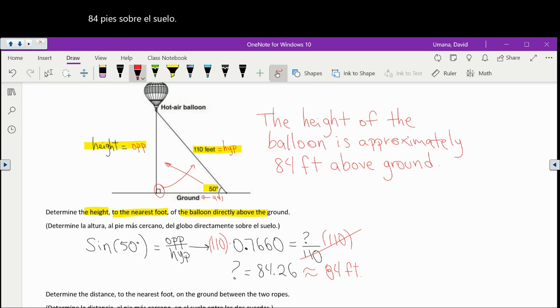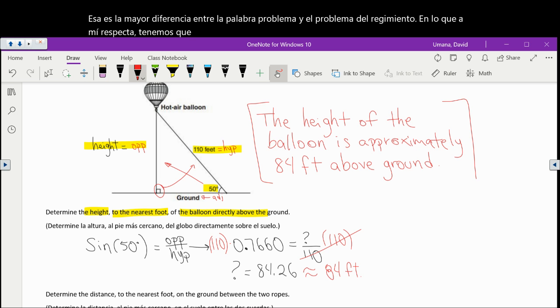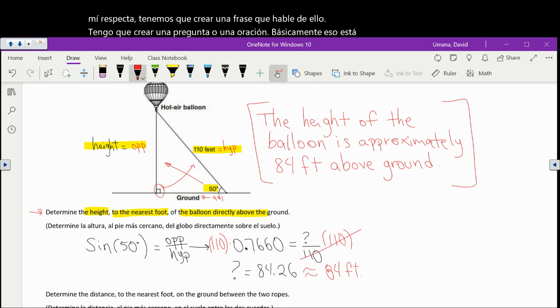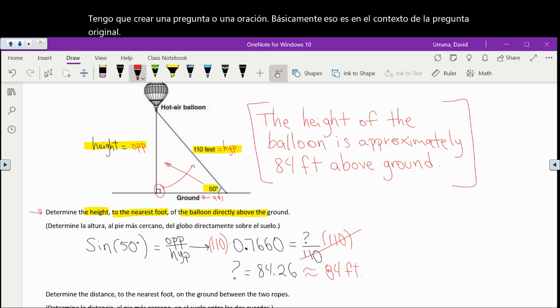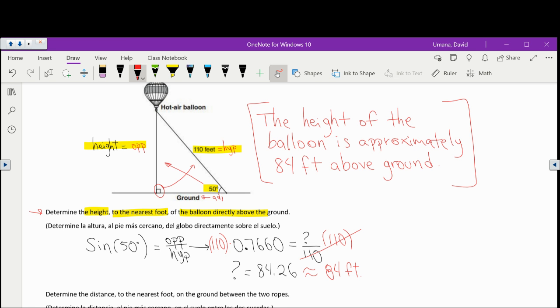That is the biggest difference between a word problem and a regular problem as far as I'm concerned. We have to create a sentence that talks about the original question. So I have to create a question or a sentence basically that is in the context of the original question. Okay? Así que tengo que asegurar de que ponga una respuesta dentro del contexto de la pregunta original. Así que aquí tengo la altura de este globo, que es aproximadamente 84 pies.